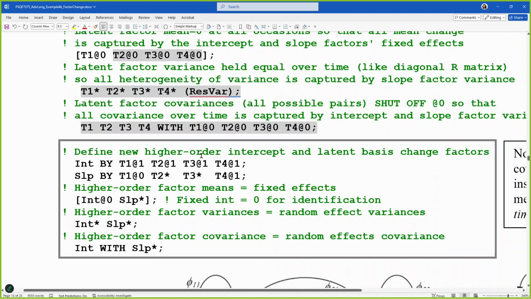Alternatively, if you don't like that, you could do 1 here and then free the last 2 so that a unit is still 1 unit in time between occasions. Alternatively, if you wanted to keep it in per year change but have the middle ones free, you could do something like this. So there's 4 units in time across the entire study.